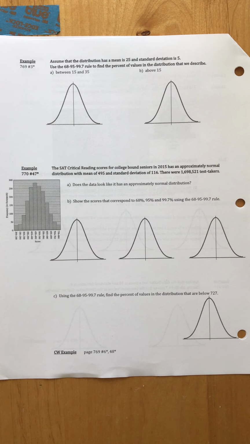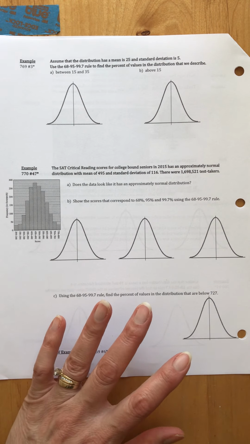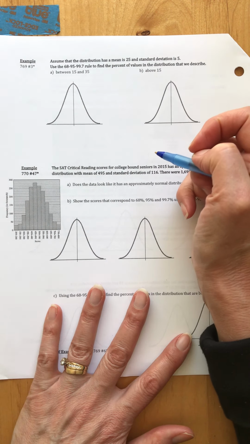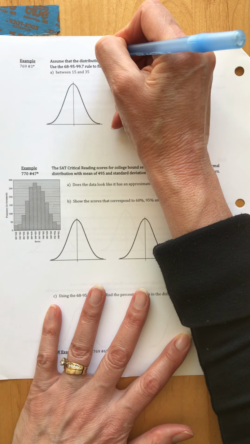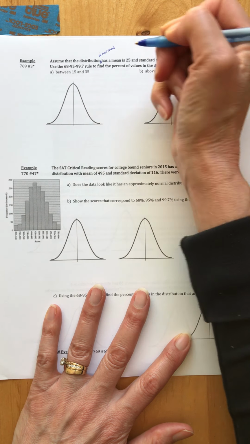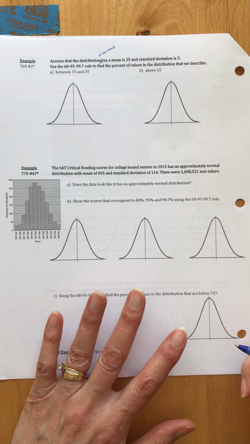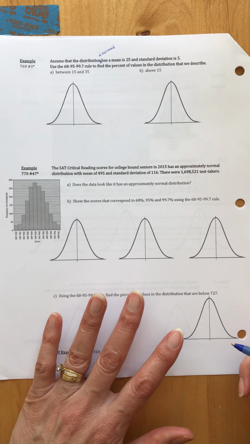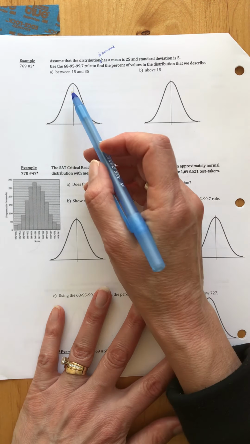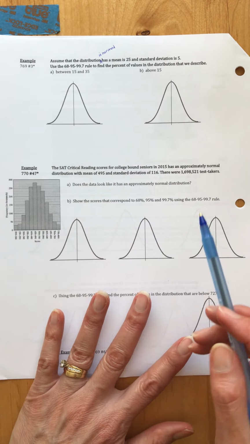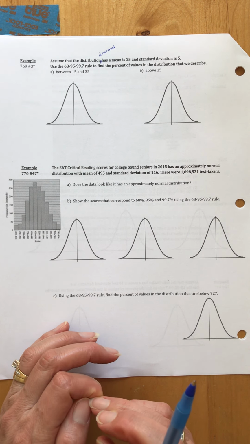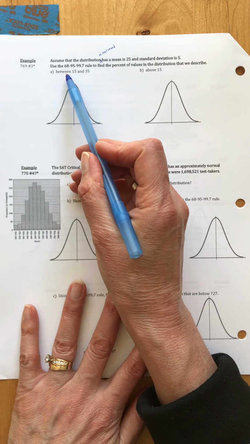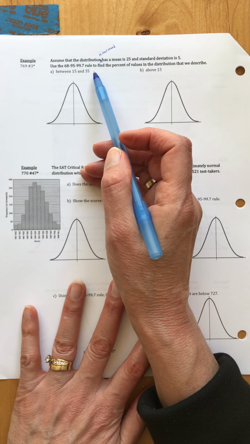Welcome back to section 14.4, page 2. Okay, we're going to read this problem. It says, assume that the distribution is normal and has a mean of 25 and a standard deviation of 5. We're supposed to use our 68, 95, 99.7 rule to find the percent of values in the distribution that we describe. So they want to know between 15 and 35.